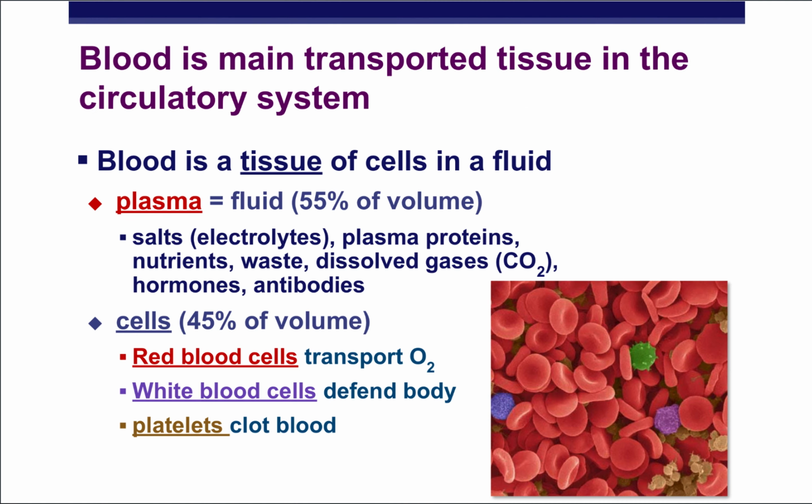So, just a reminder, blood is the main tissue that's being transported in the circulatory system. It's blood that's flowing through all those veins and arteries and capillaries, and it's holding the key things that your body needs to transport. So, your blood is a tissue, and if you recall, a tissue is a mix of different cells and other materials that work together to do a job.